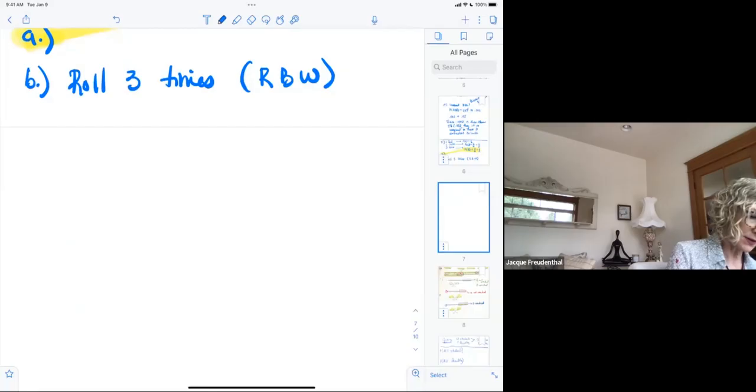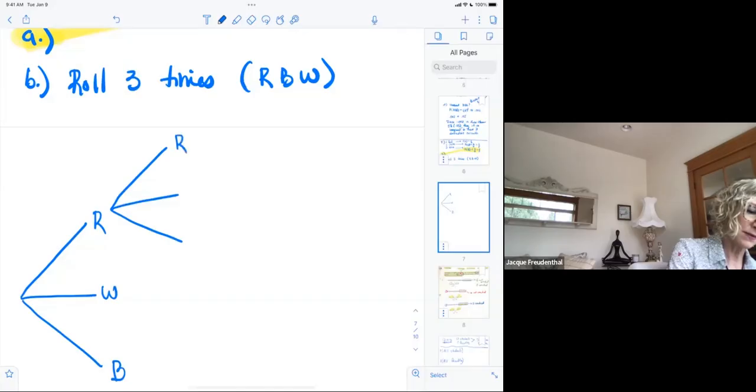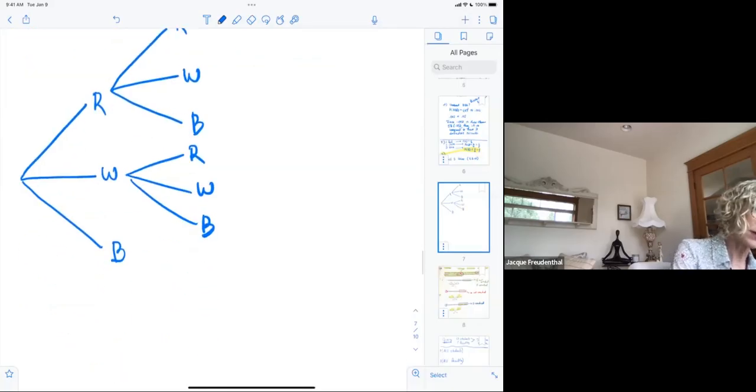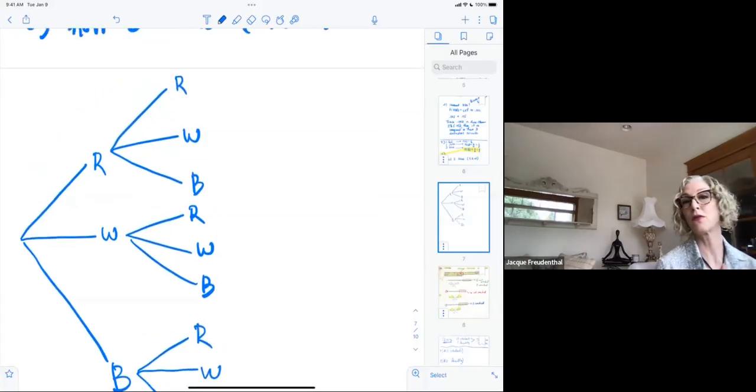We're going to have 3 rows. So the first row, red, white, or blue. On the second roll, if you have a red first, your second roll is going to be red, white, or blue. If you have a white first, your second roll is going to be red, white, or blue. And the third roll, I'm going to make this longer so I have more room. If you have blue first, you have red, white, or blue. So that's only 2 rolls.